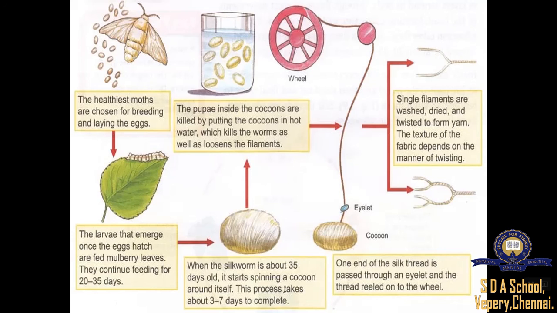The twisting of the fiber into silk thread is called throwing. Those who are engaged in the work are called throwers. Then, the important kinds of silk are four types: mulberry, tassar, eri and muga. These are the four different types of silks.